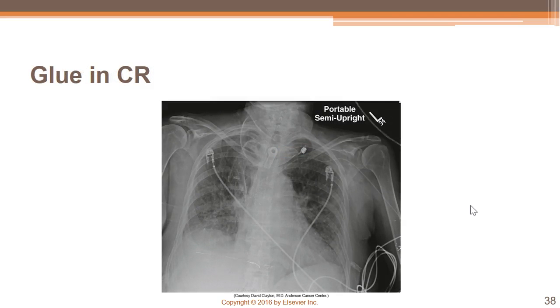Now, this is another one. I've already given you the answer up there, but it turns out to be glue in the CR. In your labs the week before this, you've already talked about CR and DR. CR is computed radiography, and with that, you have a plate that you actually put into the table, and then you run it through a digital component. And in case you didn't see it when I first popped it up here, there's the glue right here.